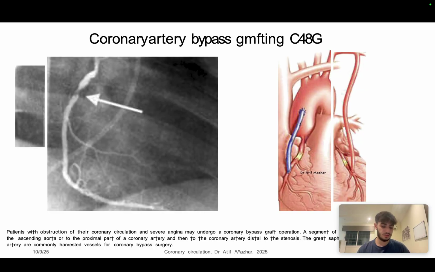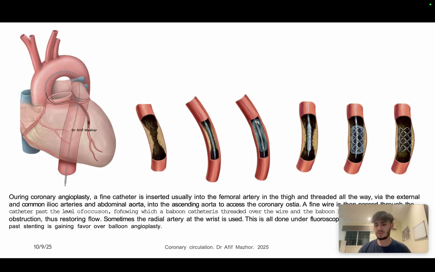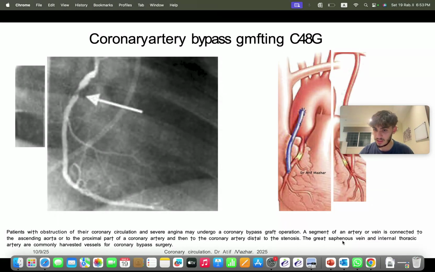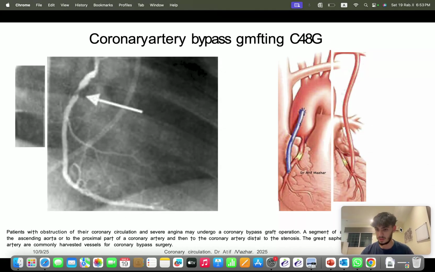Another way to deal with atherosclerosis is by coronary artery bypass. However, we use this in a more severe case than angioplasty. We use it when there's too much atherosclerosis in the pathway, where you need another pathway for the blood to go. And you take them from either the great saphenous vein or the internal thoracic artery, I'm sorry.